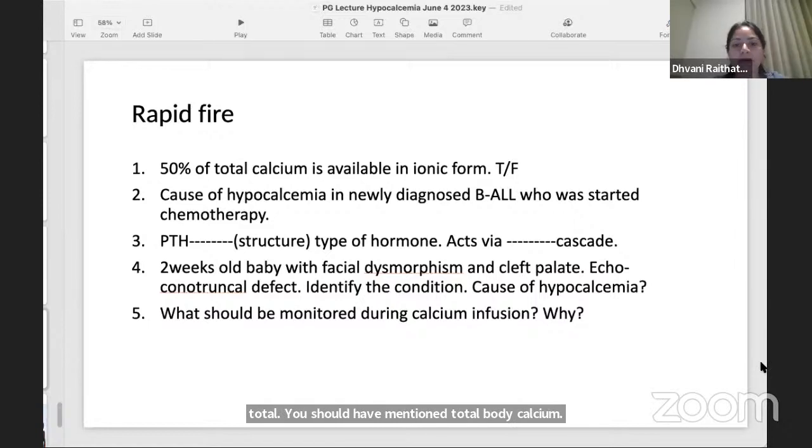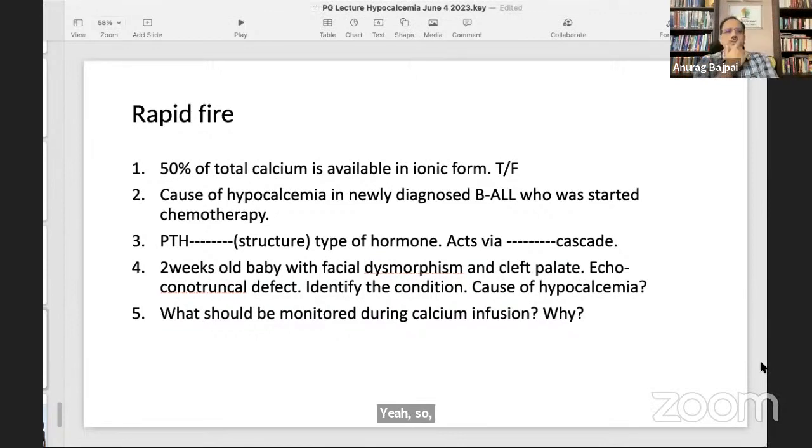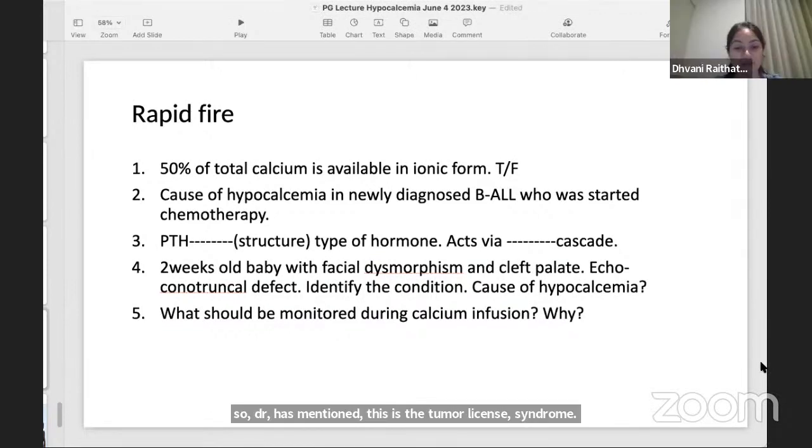What is the cause of hypocalcemia in a newly diagnosed case of leukemia who was started on chemotherapy? Yes, so Dr. Irshad has mentioned this is a tumor lysis syndrome. So tumor lysis will release all the intracellular ions, phosphorus goes up, you will have a chelation.